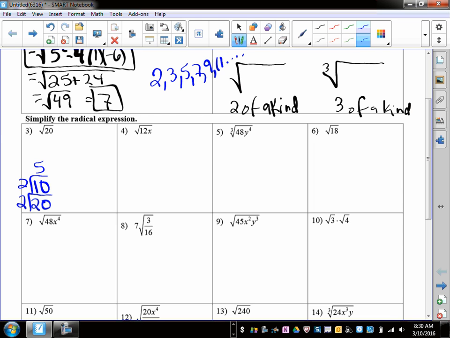Good. So what do we have? What are our pairs? Pair of 2s. Good. And 5 is all by itself. There's nothing more we can do. Alright, so we can take out our pair of 2s, cross them out, and stick one in front. Any other pairs you can pull out in front? No, there's nothing else. So all that's left is our 5, which must stay underneath. 2 square root of 5. Anybody get that one right?